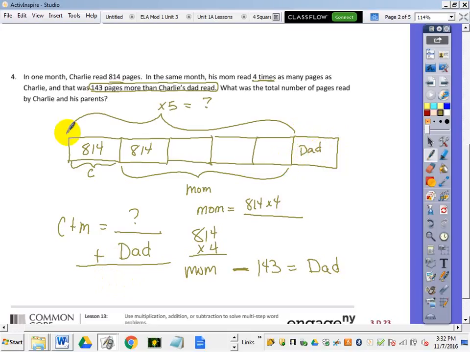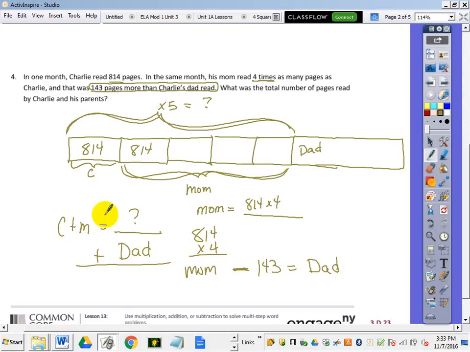You already know this number because you multiplied it times 5. Now, you had to use mom. You had to use mom's total to get down to dad's number because he read 143 pages less. So dad actually would be bigger. If you really want to, you could draw it bigger. He read a lot. He read more than Charlie. But dad's number is 143 less than whatever mom is.